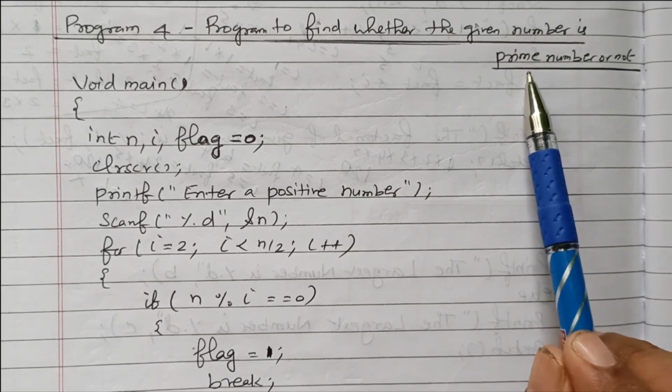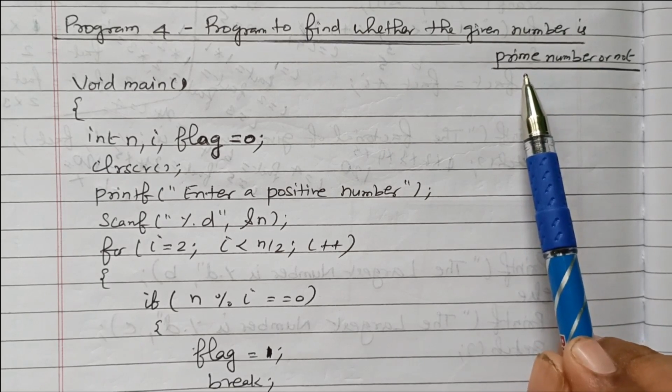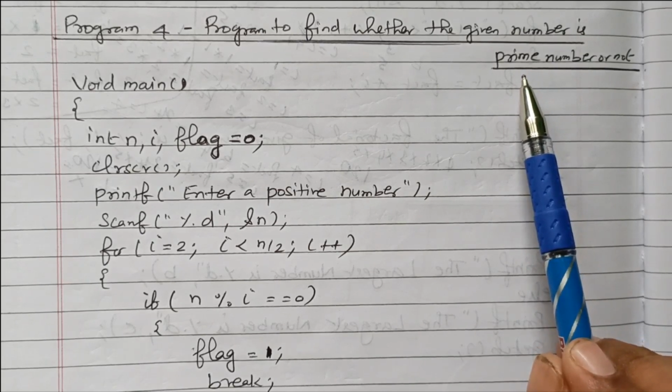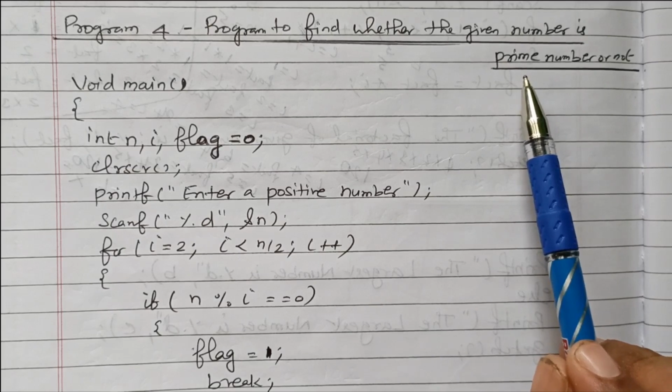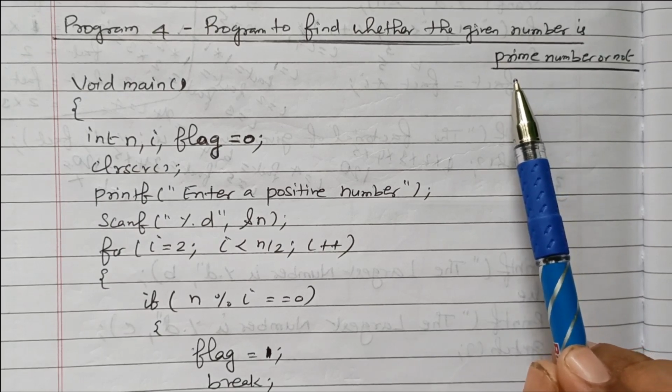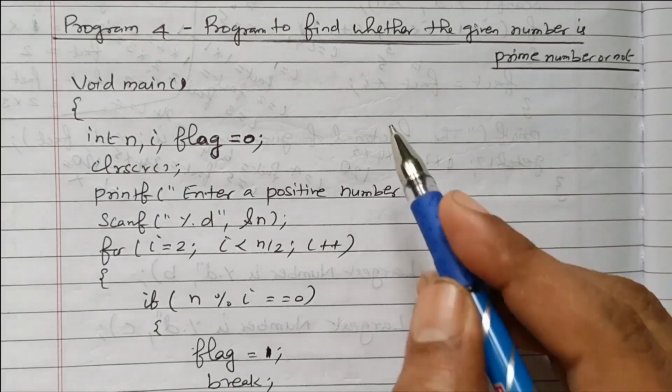So we have to check the given number by dividing it. If it's divided by any other number, we can decide it's not a prime number. If it's not divided by any other number, it is a prime number. Right. We'll take one example.